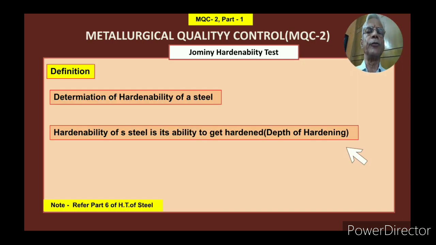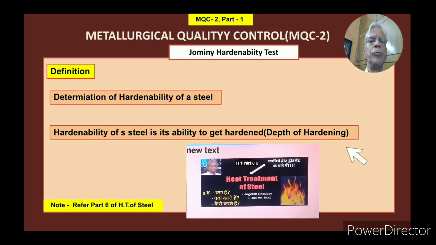First of all, going for a simple definition: determination of hardenability of a steel. That is the only Jominy hardenability test. And hardenability is what? Hardenability of a steel is its ability to get hardened, that is, depth of hardening. This I have explained in part 6 of heat treatment of steel. If you want to go through details about hardenability, please see that also. A lot of things are given in the hardenability chapter.